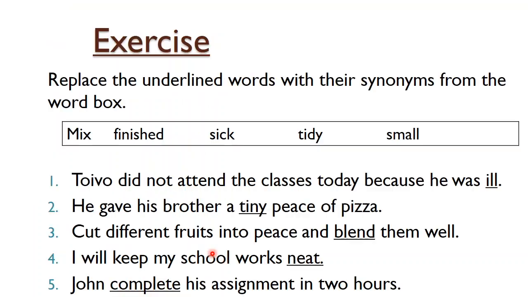Okay? So for today's activity, I want you to replace the underlined words. There are these underlined words: ill, tiny, blend, neat, complete. For these underlined words, I need you to replace them with their synonyms from the box. So instead of saying ill, what else can you say? Instead of tiny, what synonym can you say? Instead of blend, what synonym can you say? Instead of neat, what synonym can you use? Instead of complete, what synonym can you use? All the answers are coming from the box.